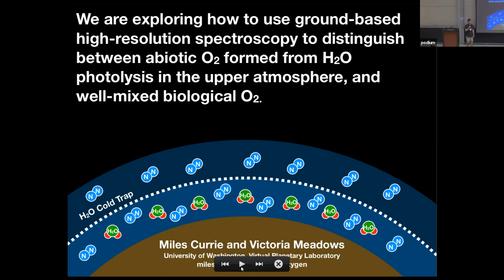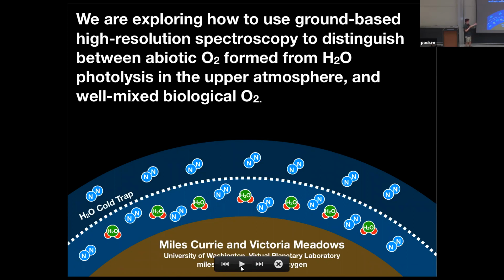Hi, my name is Miles Curry, and I'm a grad student at the University of Washington. I'm interested in using ground-based high-resolution spectroscopy to tell the difference between an atmosphere with oxygen that's biological in origin and an atmosphere with oxygen that's abiotic in origin. Specifically, the abiotic oxygen production mechanism that I'm interested in is water photolysis in the upper atmosphere.